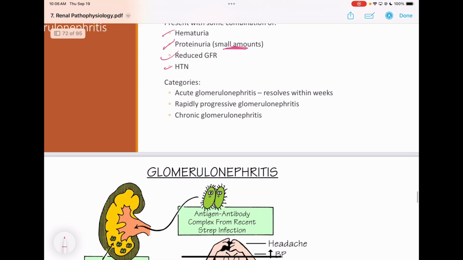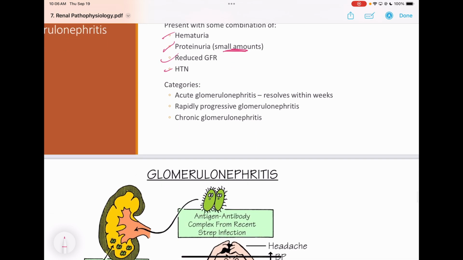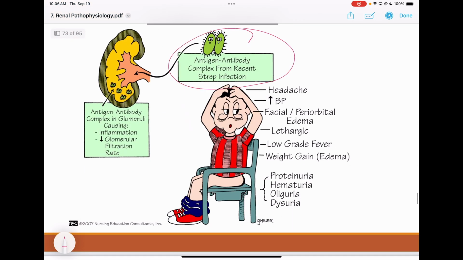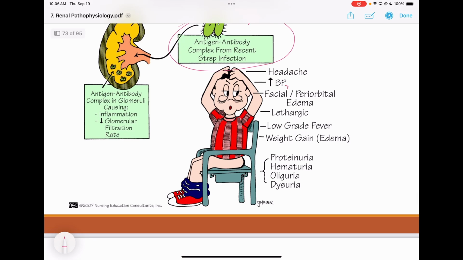The categories, you can have the acute form, and that resolves within weeks. There's rapidly progressive glomerulonephritis, and then there's chronic glomerulonephritis as well. So some causes, here's your antigen-antibody complex. What type of reaction is that? Yep, okay, immune complex. And then obviously here's your other things there.